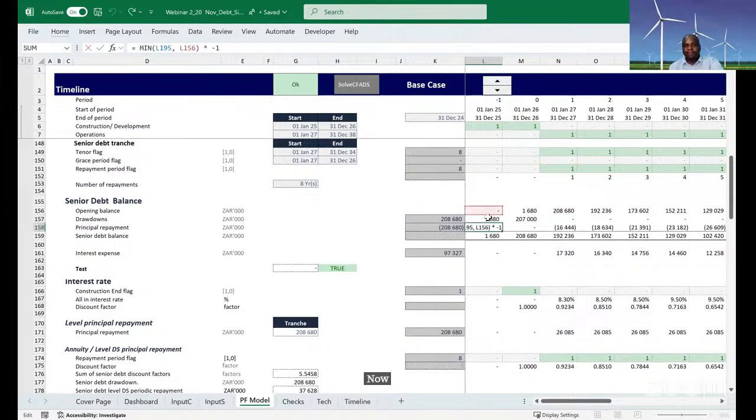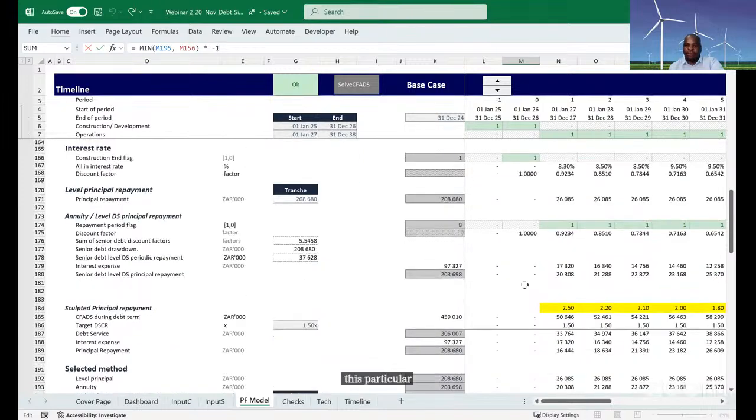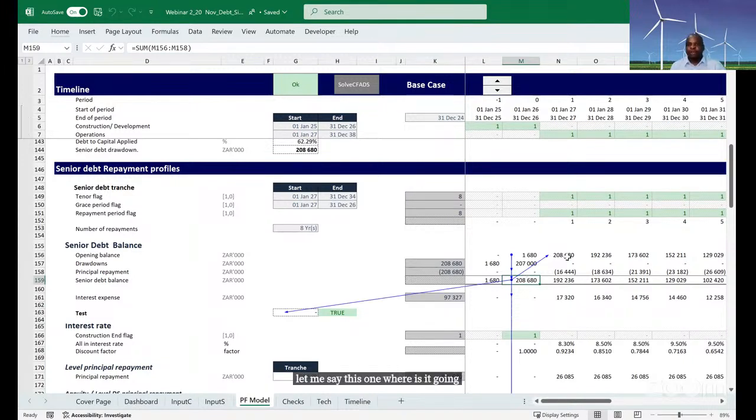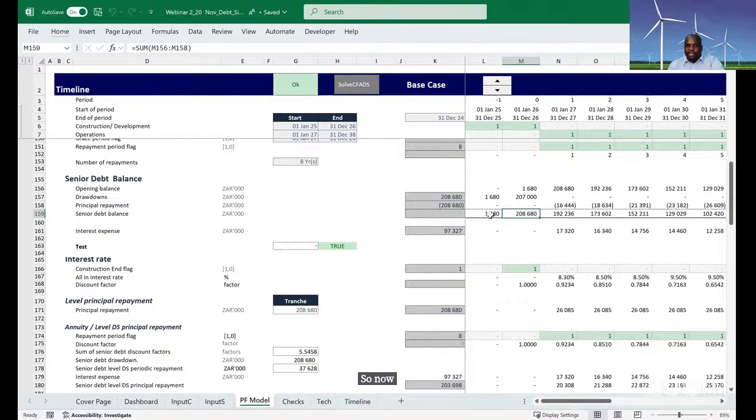Now we come to the principal repayment. How are we determining the principal repayment? We're just taking the minimum of the two. Why am I taking the minimum of this particular figure and what is downstairs here? So that I do not over repay my debt. You can see I've taken out this amount of debt and I've repaid this amount of debt. So that's a corkscrew. If I can just show you where this one is coming from, it's feeding there, and it's going there. When it comes from there, it now comes down there. So it's a corkscrew. Let me just delete those arrows there. So now that's how we structure our debt repayment.